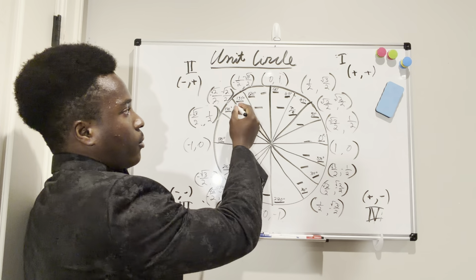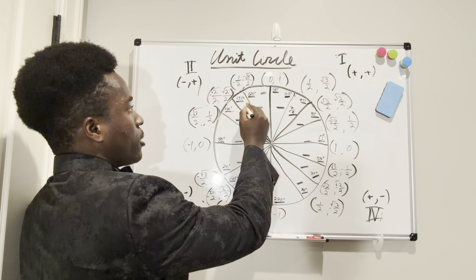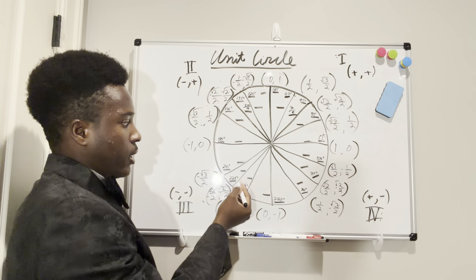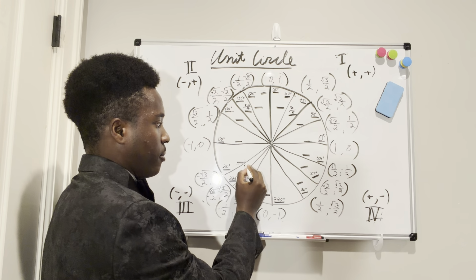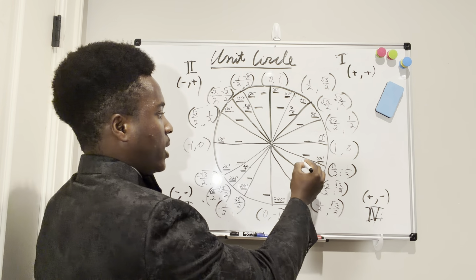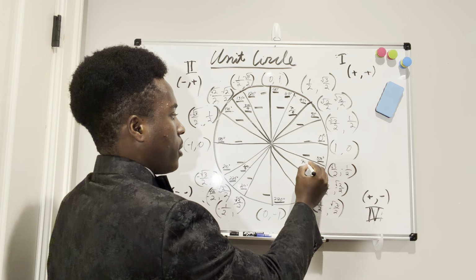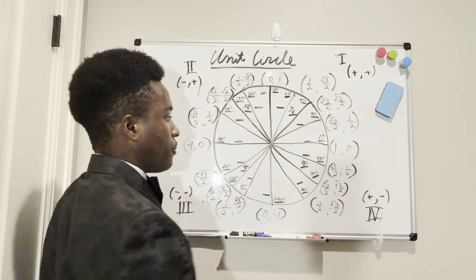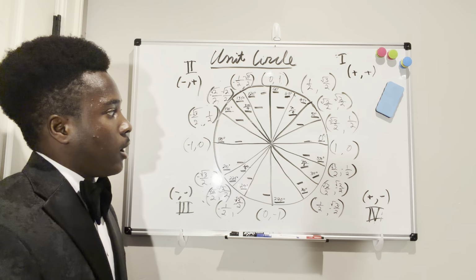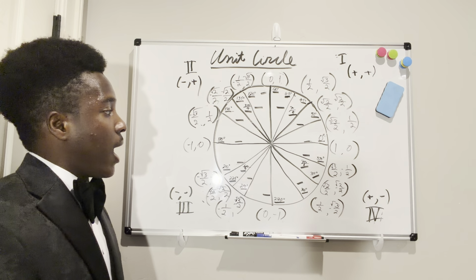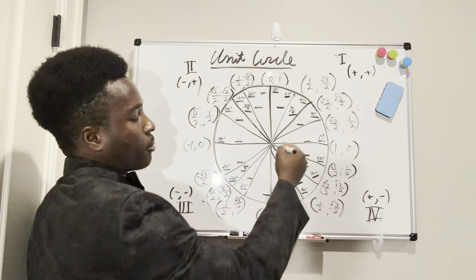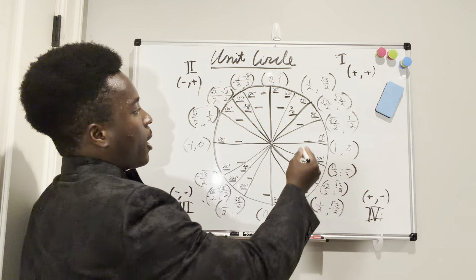Pi over 4, then right here, it'll be 3 pi over 4. Then right here, we got 5 pi over 4. And then right here, we have 7 pi over 4. All right, we got our pi's over 4 out of the way. Now, we have the pi over 6s.